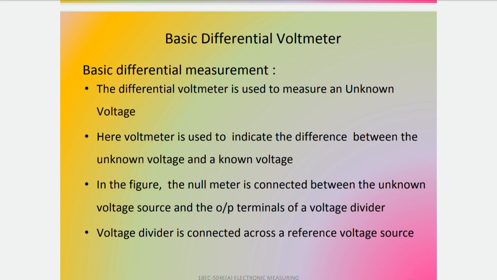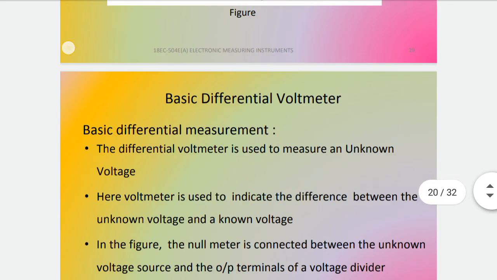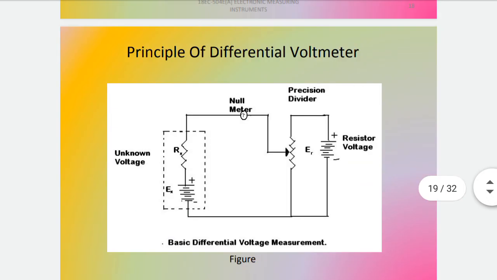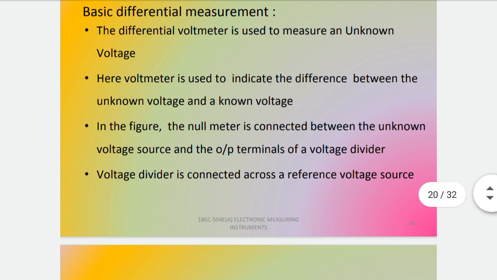The differential voltmeter is used to measure unknown voltage. Here, the voltmeter is used to indicate the difference between the unknown voltage and a known voltage. In the figure, the null meter is connected between the unknown voltage source and the output terminals of the voltage divider. You can see the null meter is connected between the unknown voltage source and the precision divider, that is, the output terminals of the voltage divider.